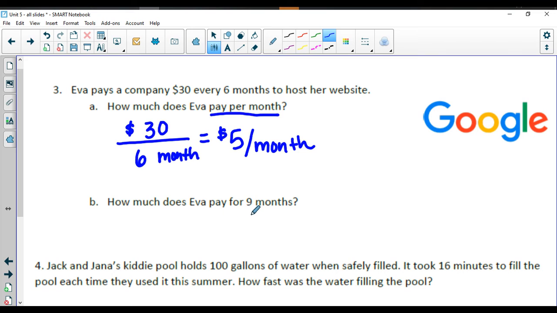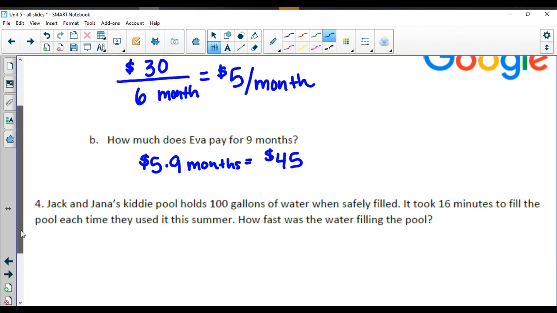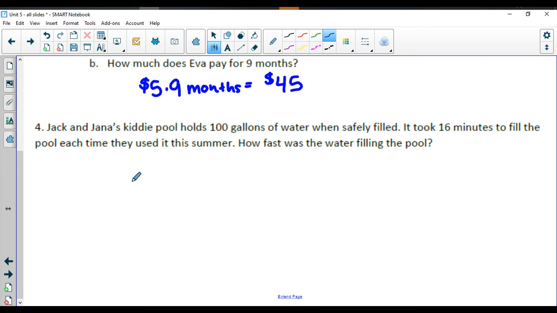So the next question, how much does Eva pay for 9 months? So if she's paying $5 for 1 month, we're going to do $5 times 9 months. And that's going to give us $45 for Eva. Number 4, Jack and Jana's kiddie pool holds 100 gallons of water when safely filled.